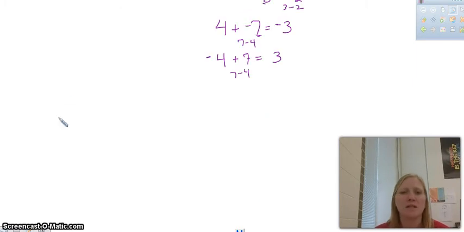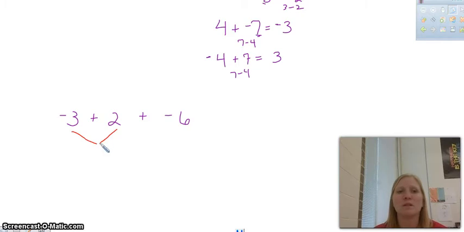Now, today we're going to add something to that. What if I have -3 plus 2 plus -6? So now we have 3 numbers. We're going to do the same thing, but we have to do a little bit more work. So we do these two, a negative and a positive, we subtract. So 3 minus 2 is 1. 3 is bigger, 3 is negative, so my answer is -1.